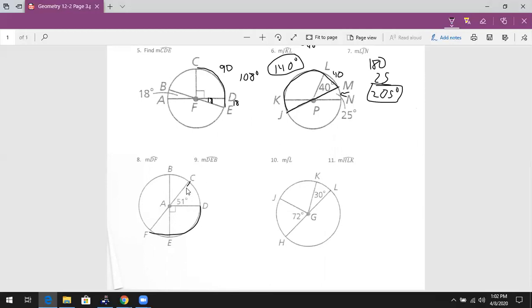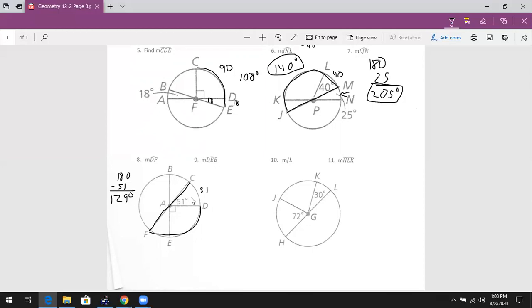All right, number 8 wants arc DF, and again, we can see our diameter here, which means FDC is a semicircle, so I'd go 180 minus, and then arc CD, notice it's going to be 51. So 180 minus 51 is 129.